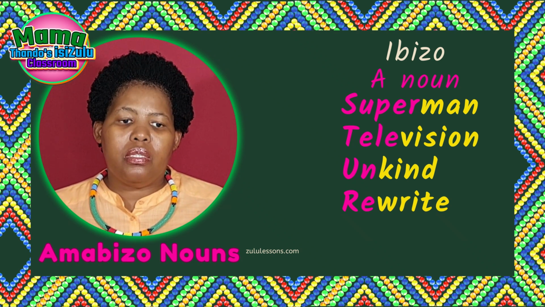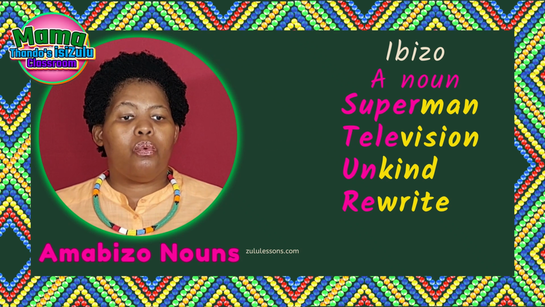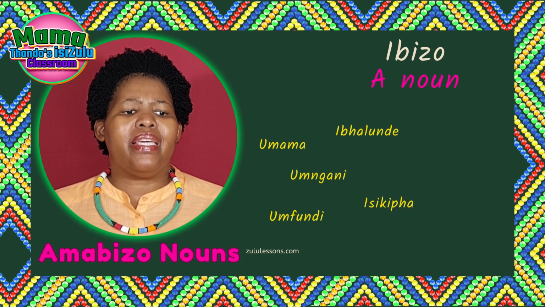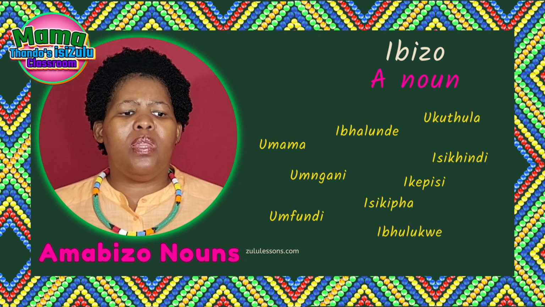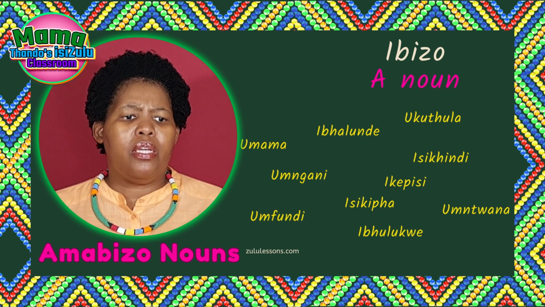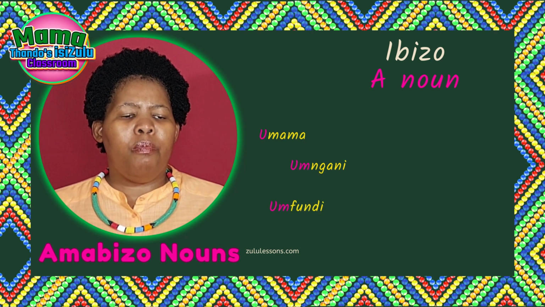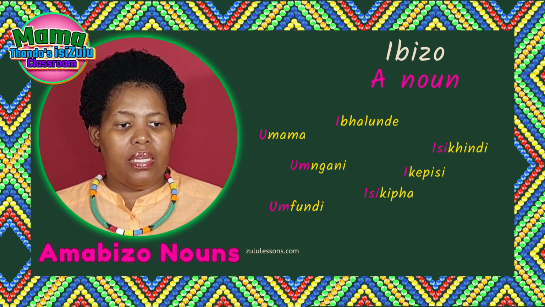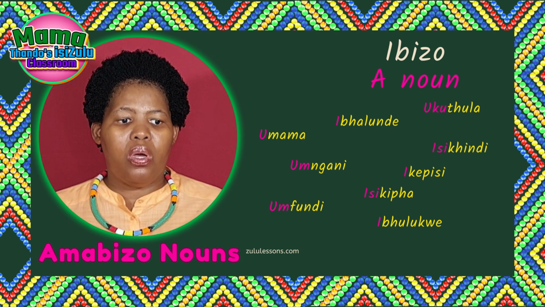Here are a few words, nouns, we have learned during the past 24 lessons we've had so far. Umama, umngani, umfundi, ibhalunde, isikipha, isikhindi, ikepisi, ibhulukwe, ukuthula, umntwana. These prefixes are so very important. You see them in these words. Umama, it's u. Umngani, umu. Umfundi, umu. Ibhalunde, i. Isikipha, isi. Isikhindi, isi. Ikepisi, i. Ibhulukwe, i. Ukuthula, uku. Umntwana, umu.